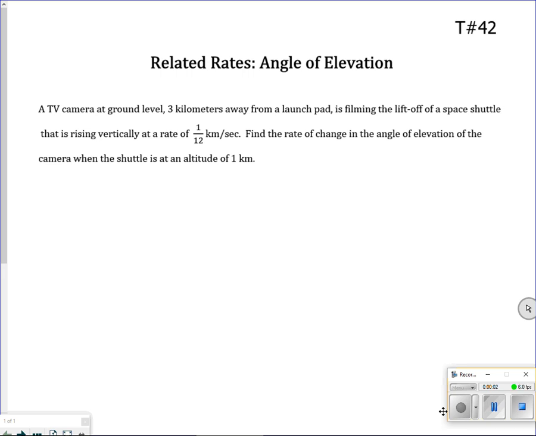All right, well, let's do our last related rate type of problem. So by now you know the process. So let's read and figure it out here.